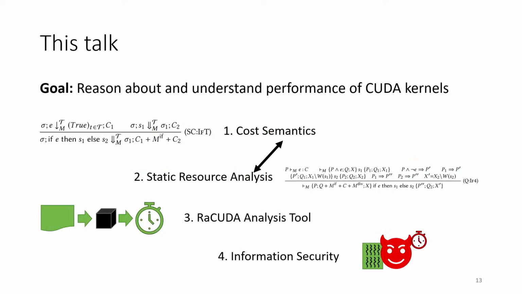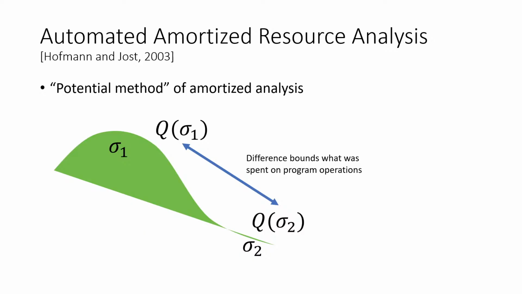Okay, that's all I have time to say about the cost semantics. So I'll talk in a little bit more detail about the static resource analysis. So the technique we use is called automated amortized resource analysis.